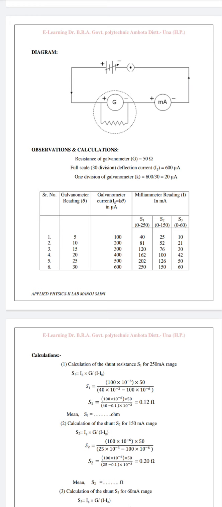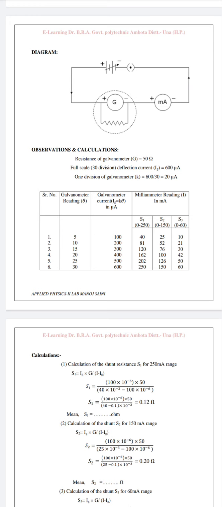In the second, when we change the value of the shunt, then again we adjust the value of the galvanometer deflection. We start from 5. When we adjust the deflection at 5, then the current reading given by the ammeter is 25. That reduced because in this case we increase the value of the shunt and the range is reduced to 0 to 150. So now at 25, when we change the value to 10, then 52, 15, 76, and at last the value is 30, it gives us 150. So we get the second range 0 to 150.